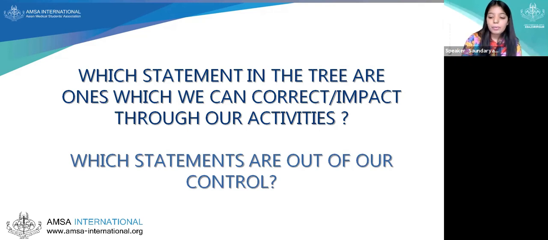And even if we were able to bring about a change in about 10 of them, I'd say even about one of them, our entire effort was successful. So as a medical student also, there are numerous ways through which you can do it, and even a pandemic shouldn't stop you from doing that.